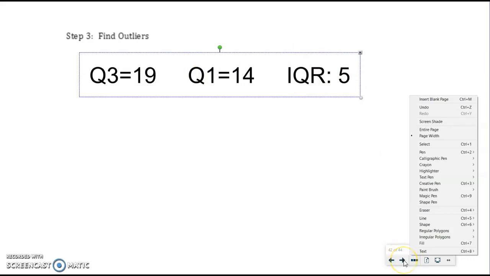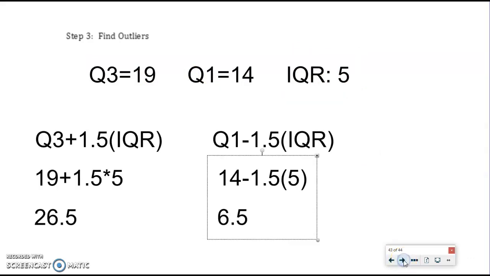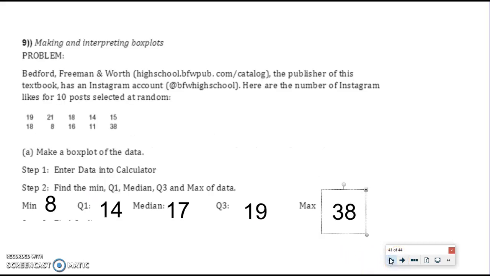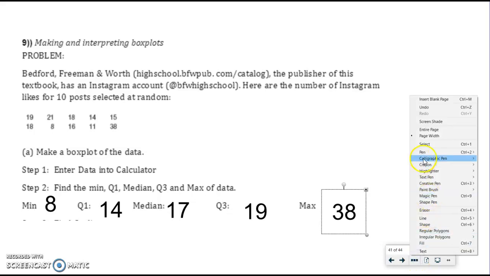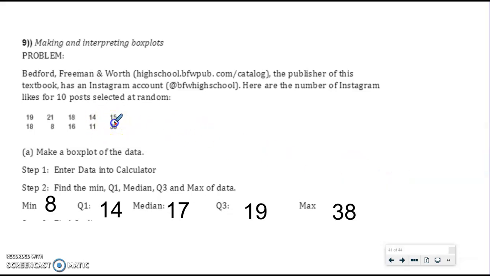Now, if you remember, we can find out what the outliers are by taking Q3 plus 1.5 times the IQR. So I'm taking 19 plus 1.5 times 5. I get 26.5. So I'm going to look at all this data and say, is there any value that's larger than 26.5? And I would say yes, there is one. That would be 38. So 38 is an outlier.